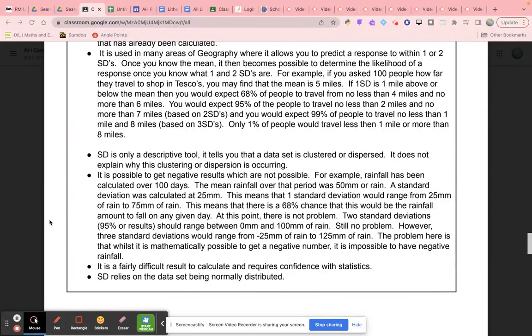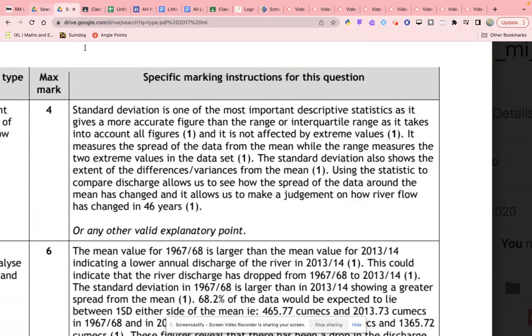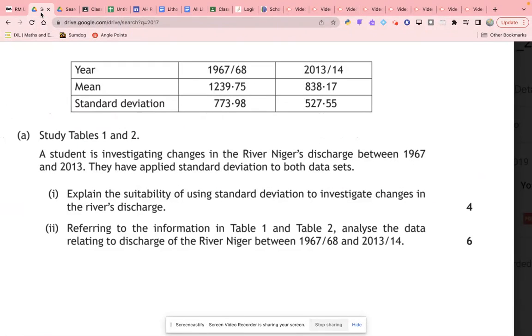Now, what I'd rather do, though, is actually apply it to an actual exam question and show you what the mark scheme says about that. So there's the mark scheme I'll be discussing in a minute. But what's important when you write an exam question in relation to the suitability of a test is that you relate your answer to the actual part of the question.